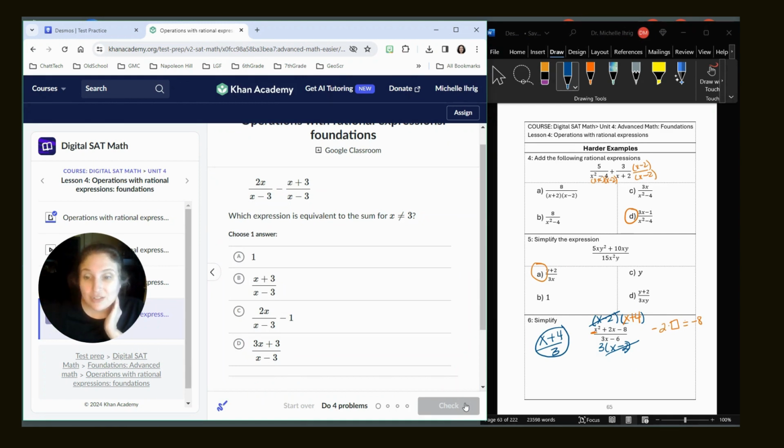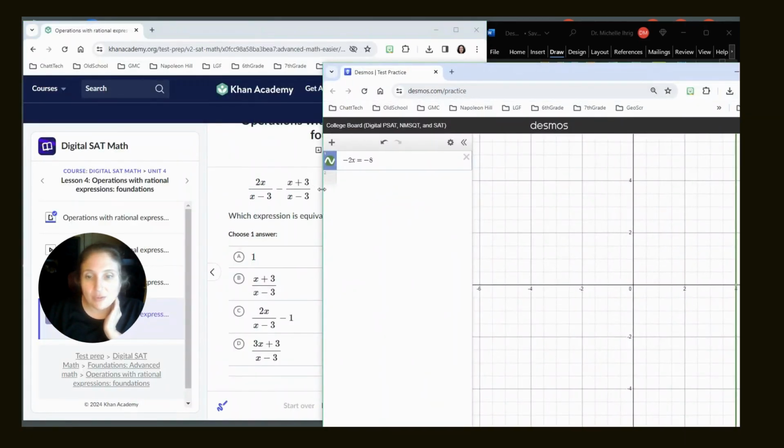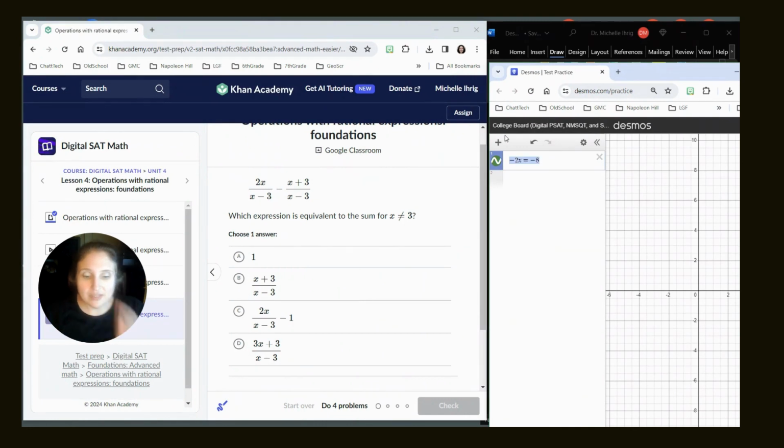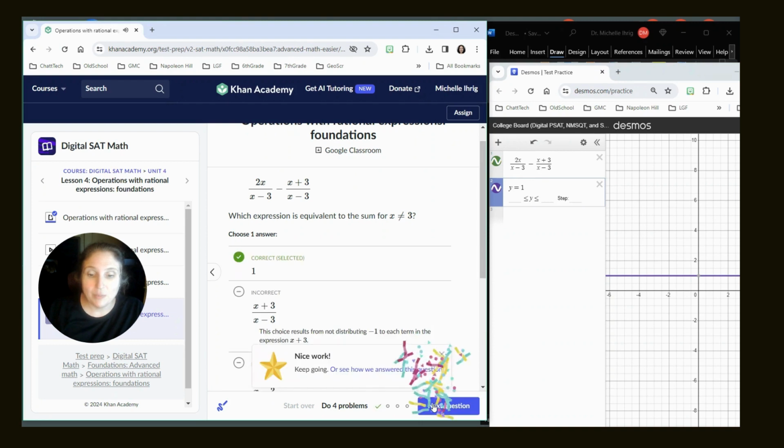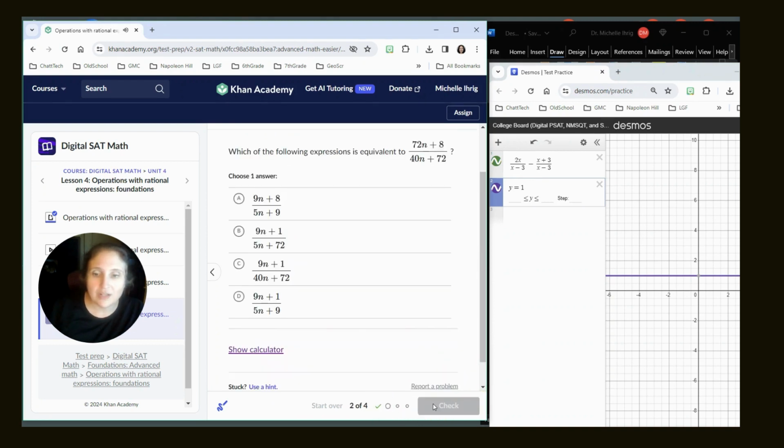So you're going to type that into Desmos. You know what? I feel like showing you. This video is about a minute shorter than normal. So all you would do is go into Desmos and do the same thing I just taught you. 2x in the numerator, x minus 3 in the denominator, minus, divide symbol because we put the divide symbol first, x plus 3, x minus 3. There's my graph. And then I just type in my answers. Remember, I can't just type in a single one, so I have to do y equals 1. And that's the correct answer because it matches. Boom, boom, nice work. Do the next question.